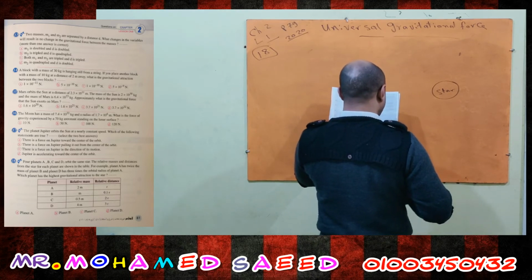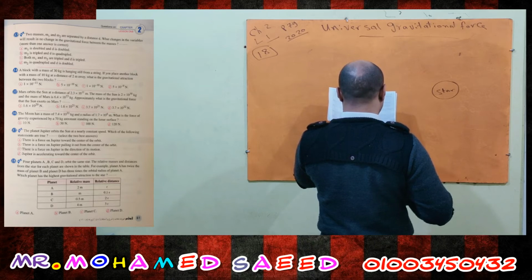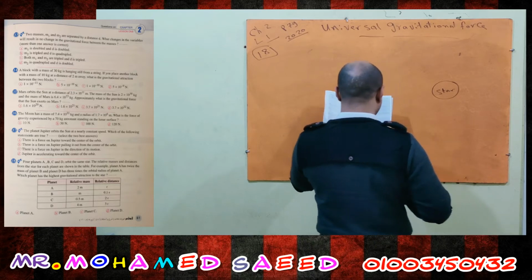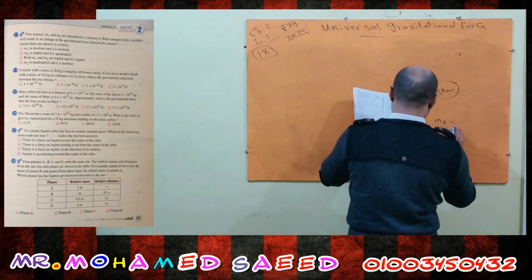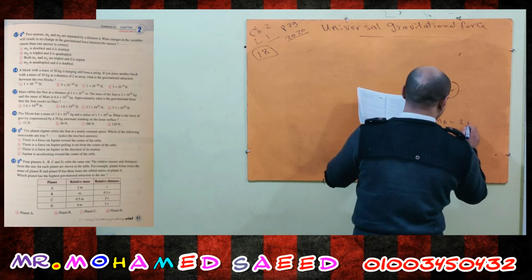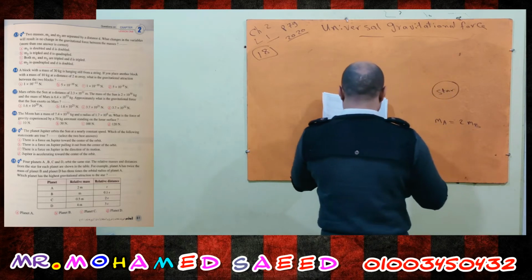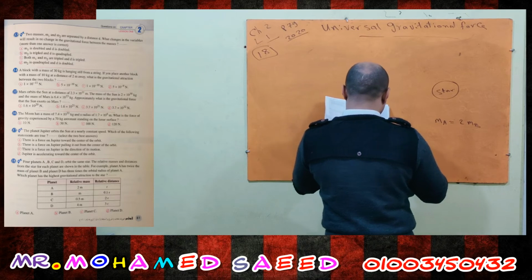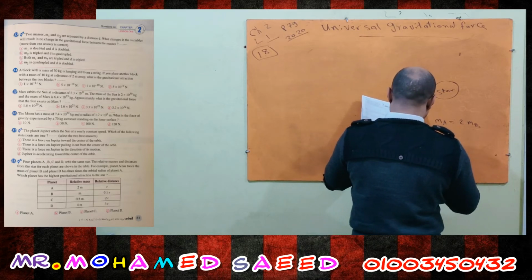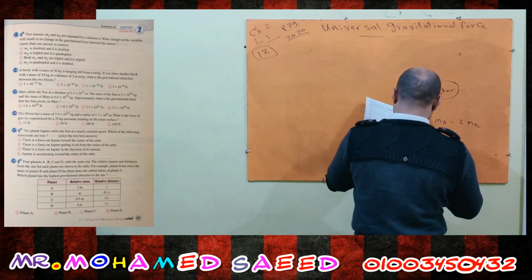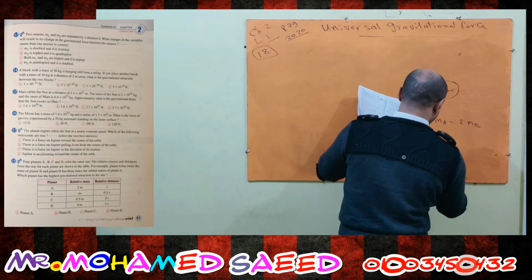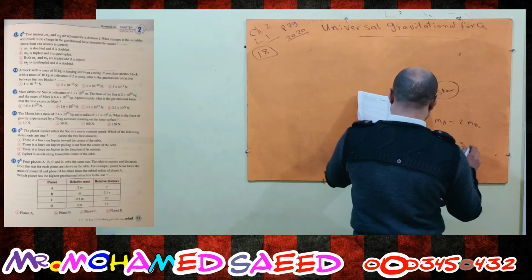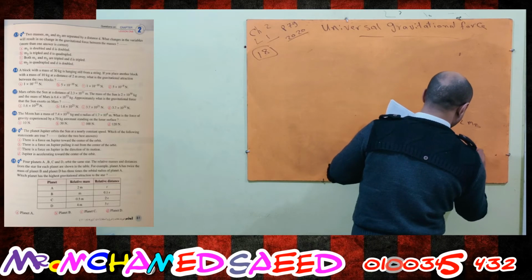For example, planet A has twice the mass of planet B and planet D. Planet A has twice MA, twice the mass of planet B, 2MP, and planet D. And planet D has 3 times the orbital radius of planet A.